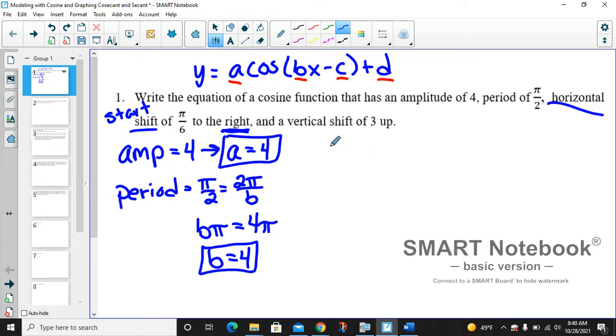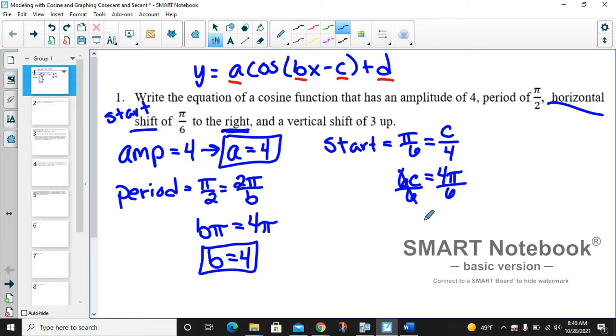So here we're going to say essentially that our start is equal to pi over 6, positive pi over 6, again because it's to the right. And we know from our work with sine and cosine that our start is equal to c over b. Of course, we just found our b to be 4. So again, we can cross multiply here, and we will get 6c is equal to 4 pi. Then we can divide both sides by 6, and c is equal to 4 pi over 6, but that reduces to 2 pi over 3.